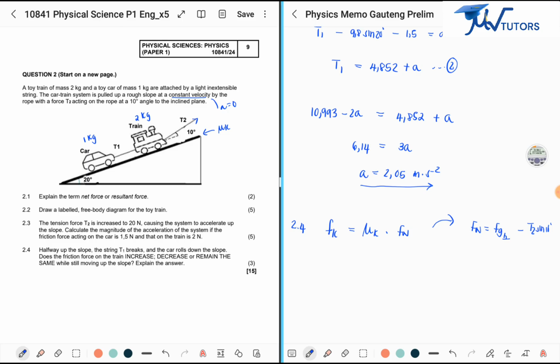Now, if the car breaks off, it affects T1, right? So will the normal force change? This will still be there. There's still that tension, okay? So in that case, the normal force doesn't really change. And then when we look at the coefficient of kinetic friction as well, that doesn't change because that is affected by the type of surface that we have over there, okay?